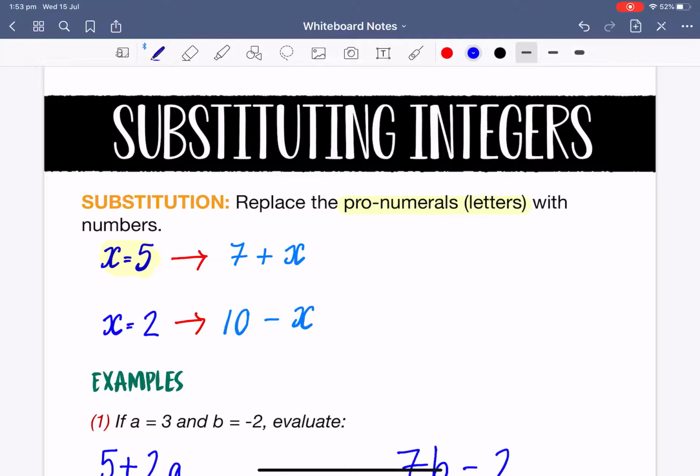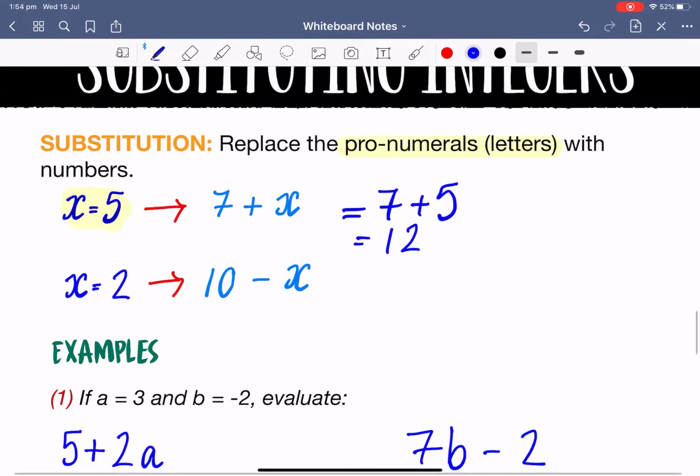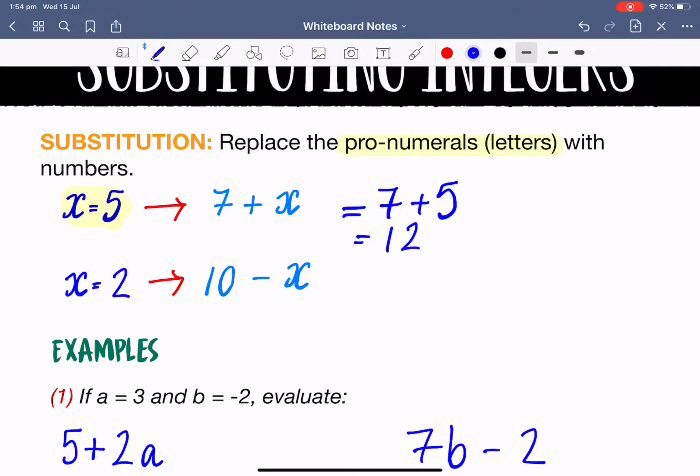So you write it out, equals 7 plus 5. It's as simple as that, okay? So 7 plus 5, we know, is 12. Okay. Now, the next one, x equals 2. 10 take x. So it's just 10 take away 2, which equals 8.